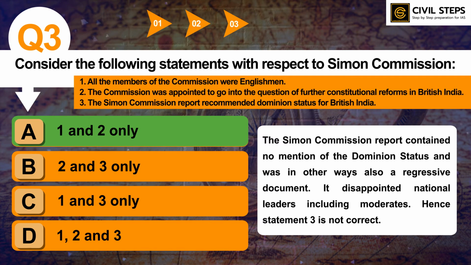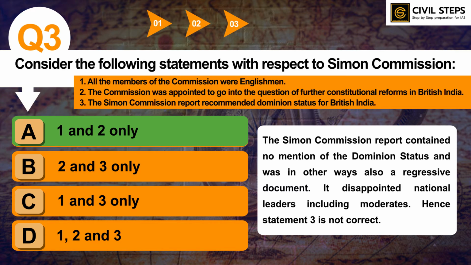The Simon Commission report contained no mention of dominion status and was in other ways also a regressive document. It disappointed national leaders including moderates. Hence statement number 3 is not correct, and the first and second statements are correct.